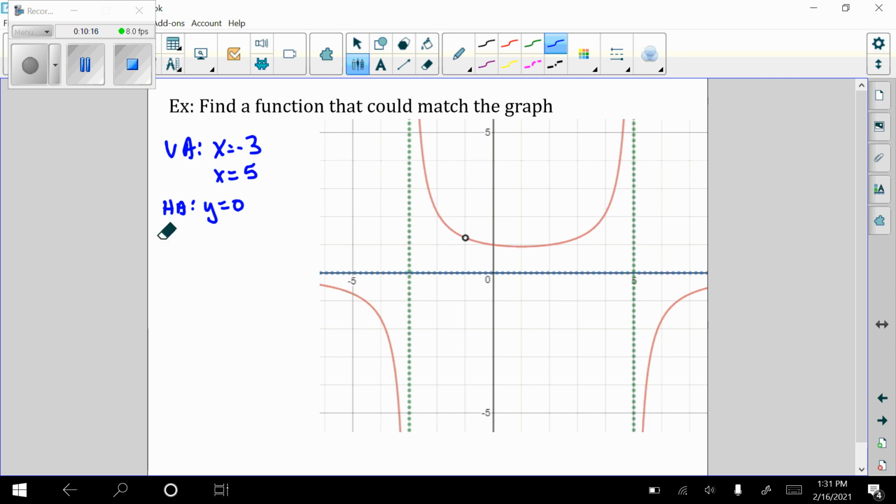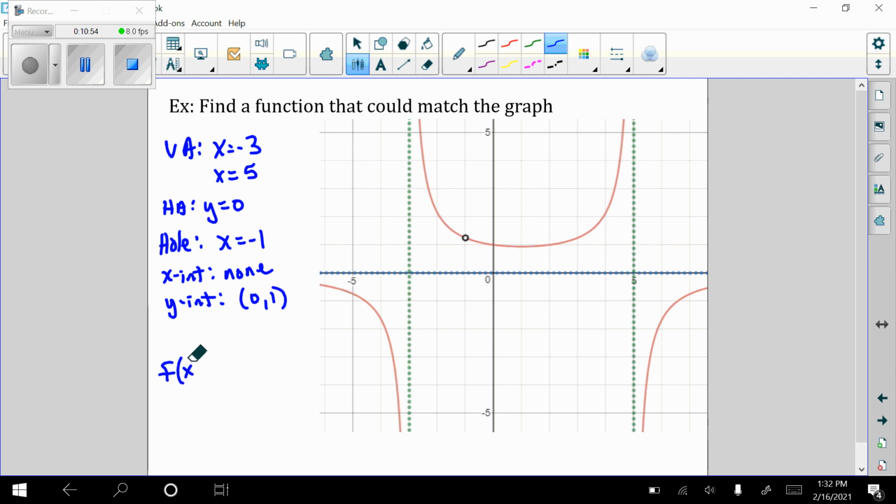I have a hole at x equals -1. So that tells me I need the common factor on the top and the bottom. My x-intercepts, I have none. And my y-intercept is sitting at 0, 1. All right, so let's put all that together and see if we can get this to work out. It's probably going to be my y-intercept that's going to give me a little bit of trouble.